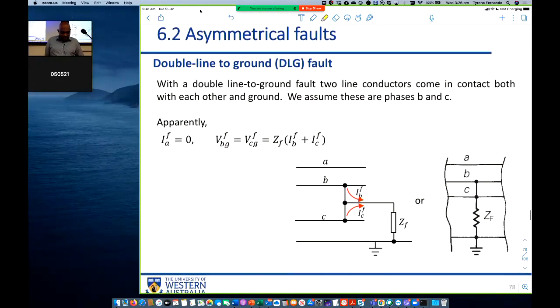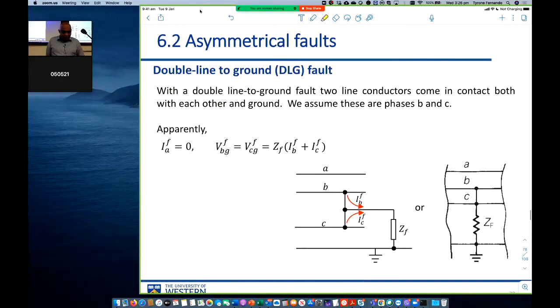All right. So now we have a double line to ground fault, right? That's the last one. So what do we have in this situation? We have the lines A, B, C, right? So we'll assume that the double line to ground fault is between A and B and connecting to ground through an impedance ZF. So what can we say? We can say IAF is 0 because nothing flows there, right? It's open.